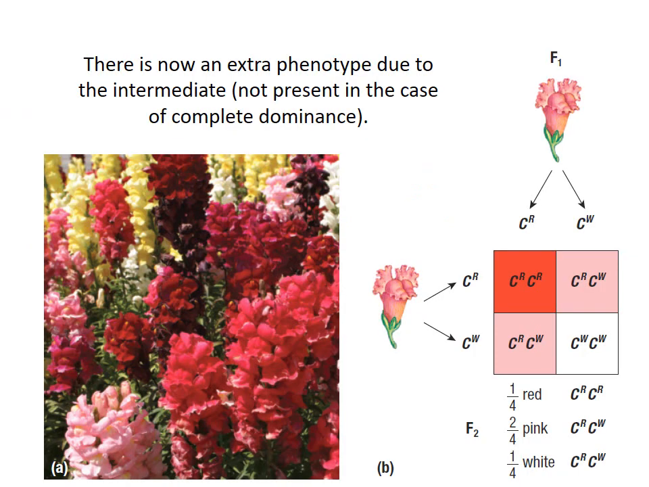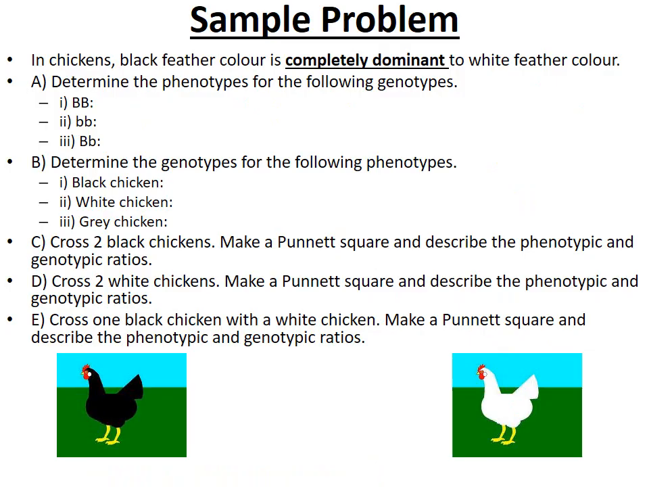So here we can see a summary of what we've seen so far. We have our 1-to-2-to-1 phenotypic ratio instead of our 3-to-1 phenotypic ratio. And you should be able to do Punnett squares with incomplete dominance. We'll do a few examples together later on. So in the next few slides, I have some examples with complete dominance, incomplete dominance, and something called codominance, which we'll see in a bit.